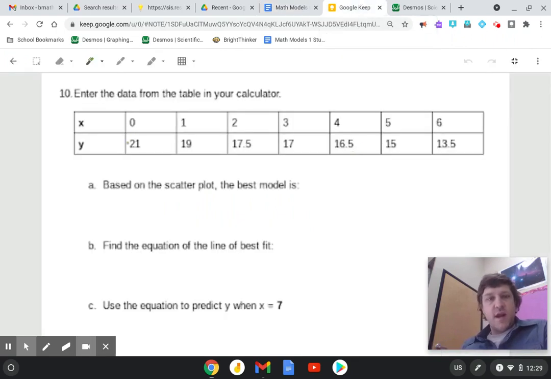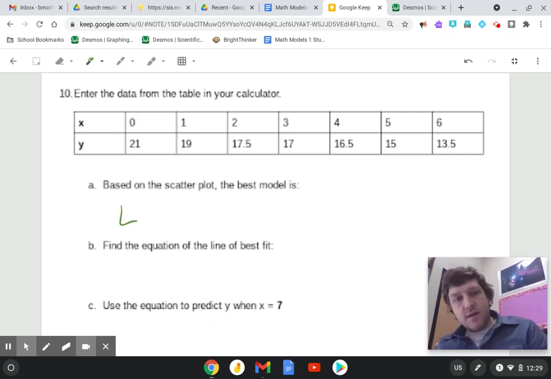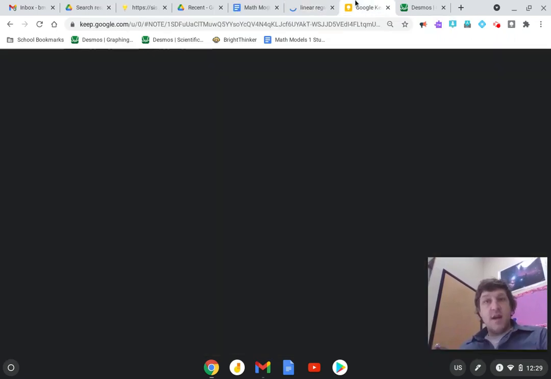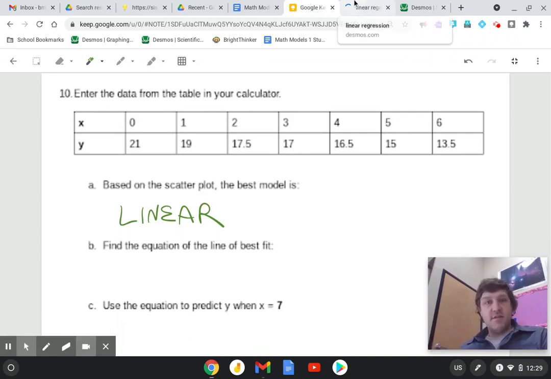So for instance, in this first one, I can see that it's 21, 19, 17.5. You can see that the y values are decreasing, and they are decreasing at a pretty constant rate. They're not going back up or doing any sort of zigzagging. It's just kind of going down. So this tells me right away that this is a linear model. So I'm going to use my linear function graph. I'm going to open that Desmos graph. You can have those links handy when you sit down for the test.